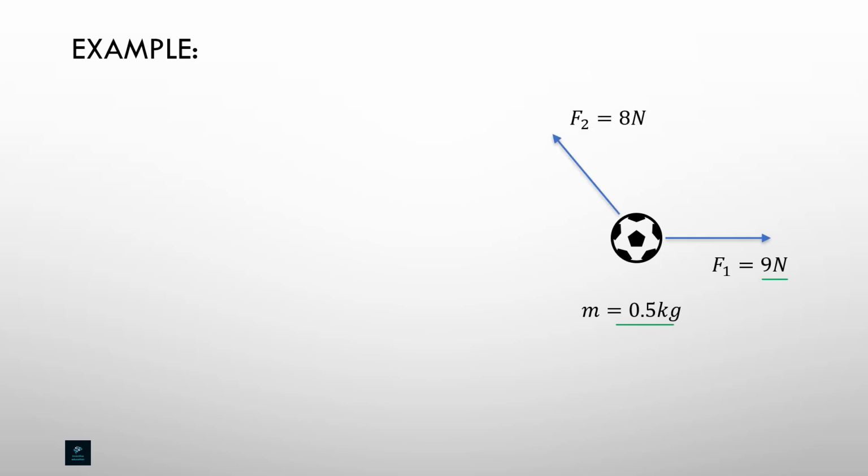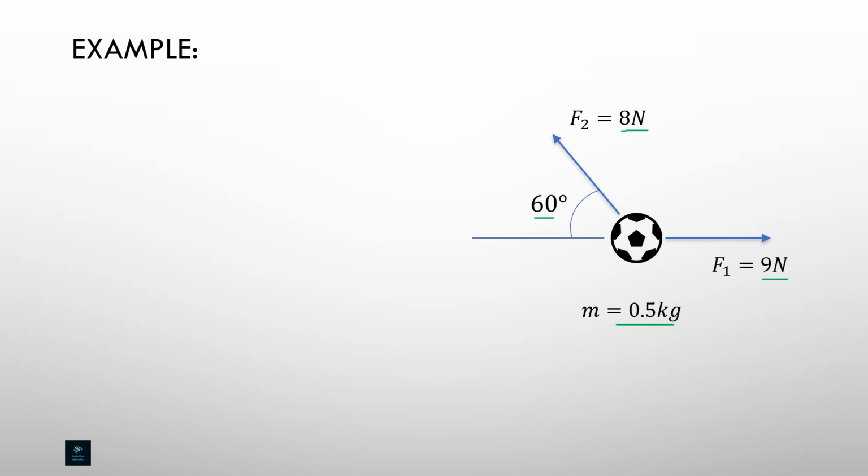Let's take another example. Suppose that we have a body of mass 0.5 kg and a horizontal force of 9 newtons is applied on this body. Another force of 8 newtons is applied on this body. This force is making an angle of 60 degrees from the negative x direction. Now we wish to obtain the acceleration that is produced in the body and the direction in which the body accelerates. To find acceleration, we first find the net force in the x and y direction. To do this, we obtain the x and y components of these forces and then add them together.